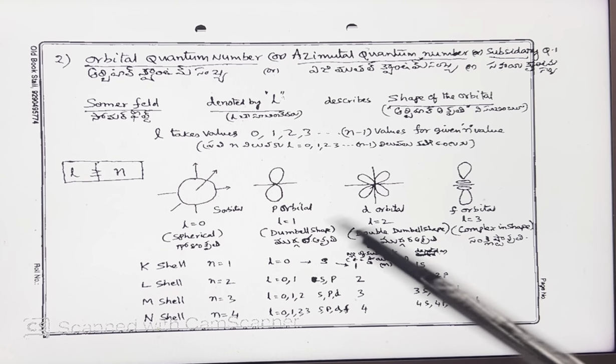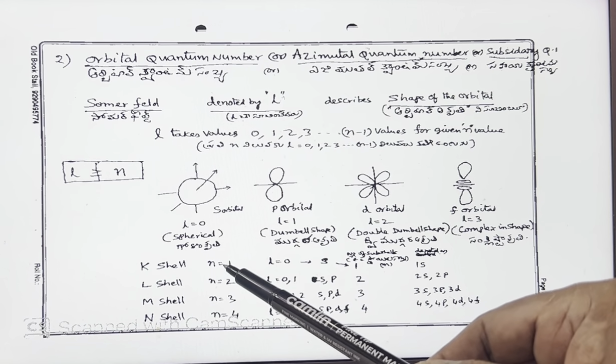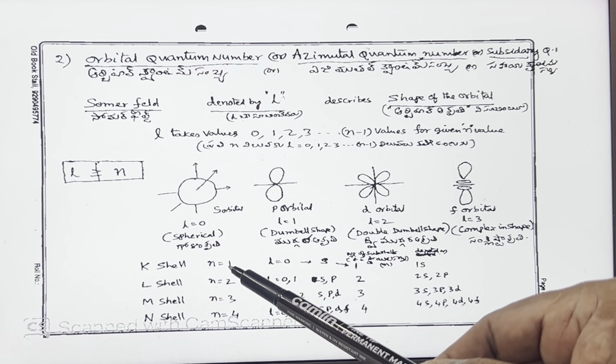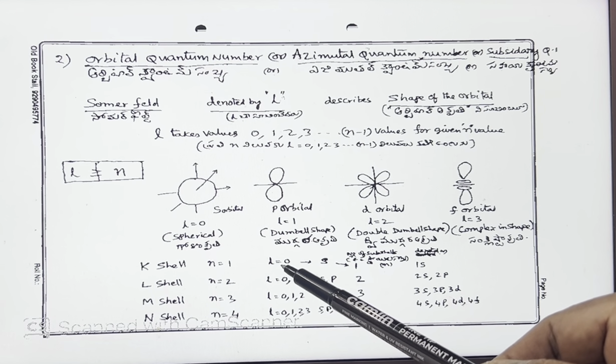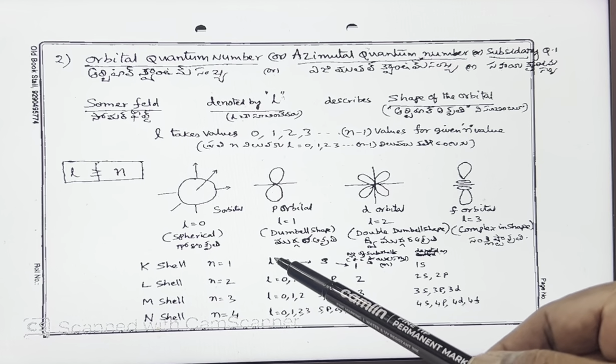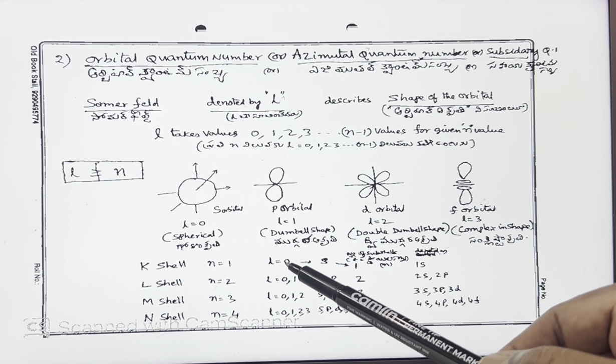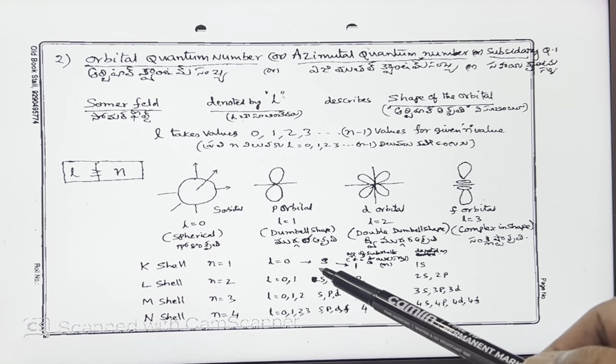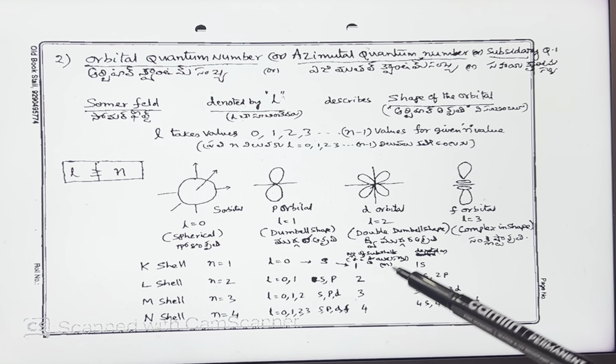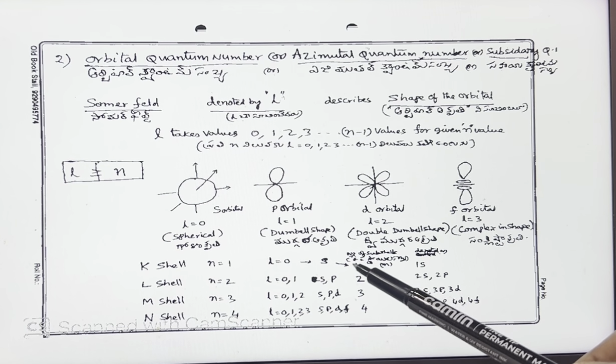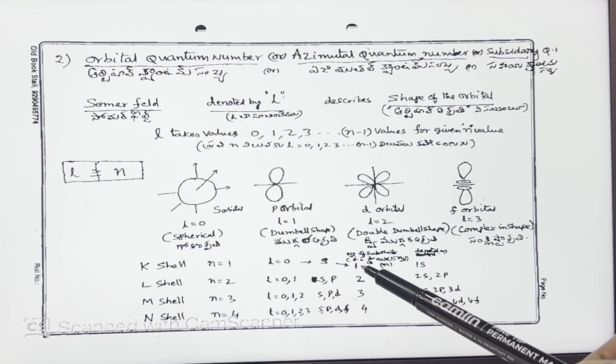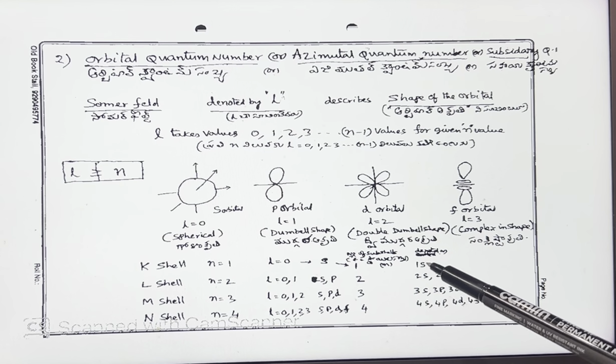Let us see some shells, for example, the K shell, the first shell, n is equal to 1. What are the L values? The L value depends on n. L takes values from 0 to n minus 1, that is, 0 only. It is called the s orbital. So, only one orbital is there in that particular shell, called 1s, because it belongs to the first shell.